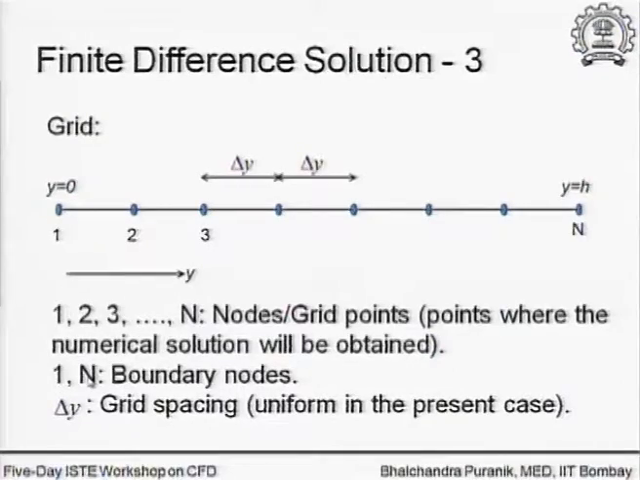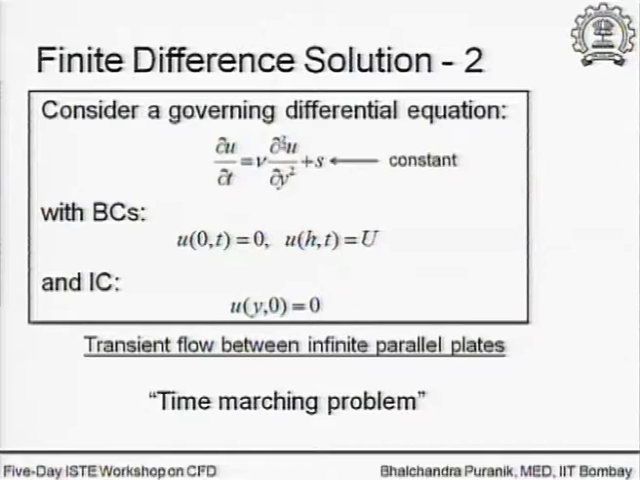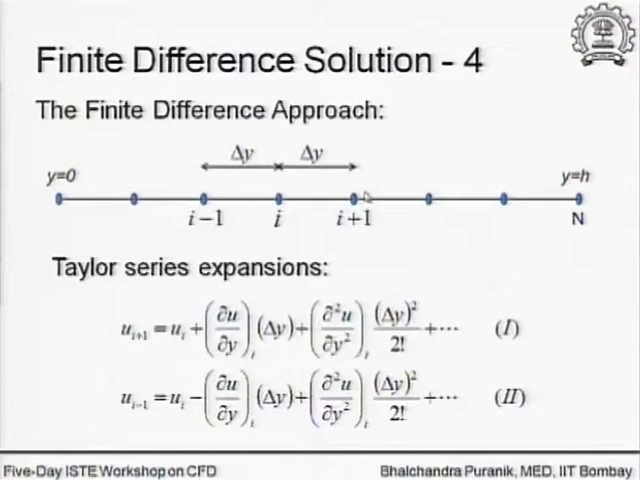Right, so then 1 and capital N are the boundary nodes, and delta y in this case is the grid spacing. We are going with a uniform grid spacing. It doesn't have to be uniform, but for one representative case of this finite difference, I am just going with a standard uniform distribution. Right, so the finite difference approach involves basically utilizing the Taylor series expansions to replace the partial derivatives with respect to time and with respect to space using corresponding algebraic expressions, let us say.